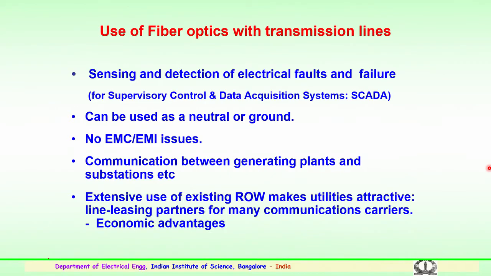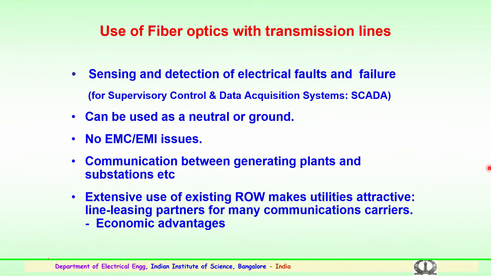Now, in this class we will try to see the importance of the communication channel, how the fiber optic is important for the transmission lines, and also how it could be used for data communication. The use of fiber optics, with the increase in voltage levels, has also been added with the ground wire which is connected to the topmost portion of the tower.